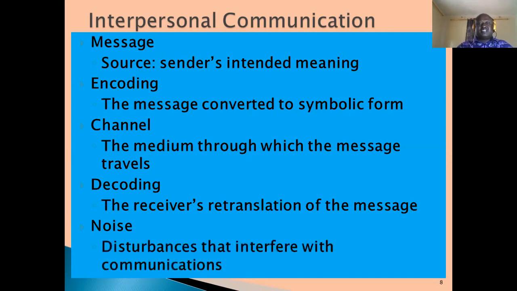Noise means disturbances that interfere with communication. Even switching off light could be noise. If you can obstruct somebody's understanding of what is being communicated, that is noise. Noise does not mean shouting only. It can mean any kind of disturbance or interference into the communication that's taking place.